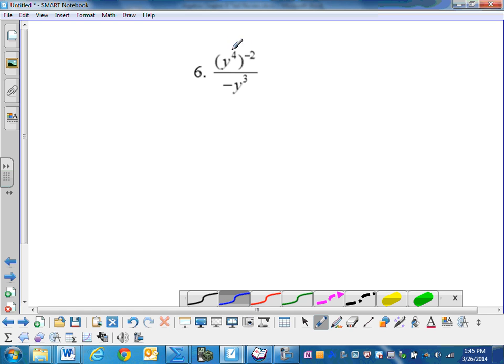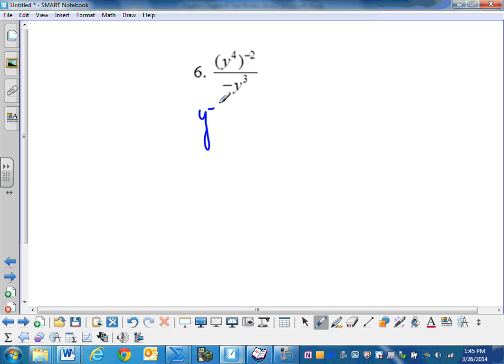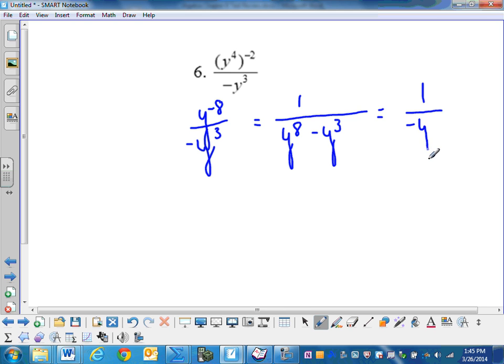Alright, so we're going to raise the numerator to the negative 2 power, which is going to give me y to the negative 8 over negative y to the 3rd. Alright, so I've gotten rid of any parens, so now I'm going to get rid of a negative exponent. Y to the 8th times negative y to the 3rd, which equals 1 over negative y to the 11th.